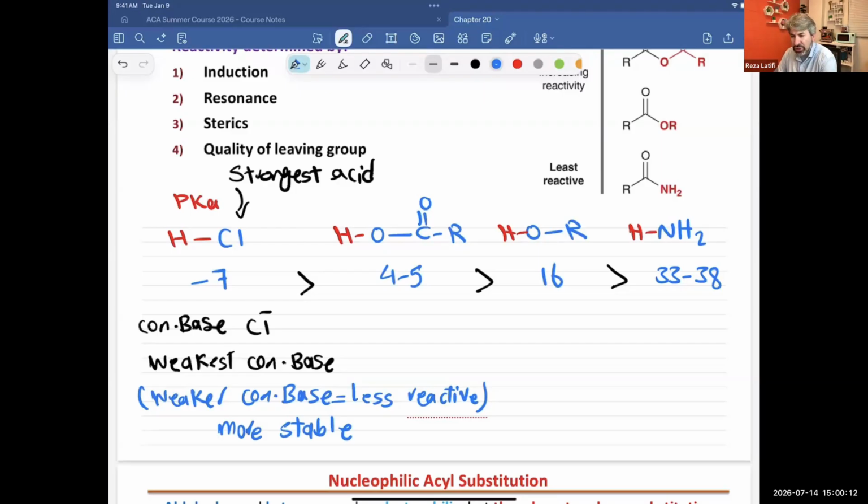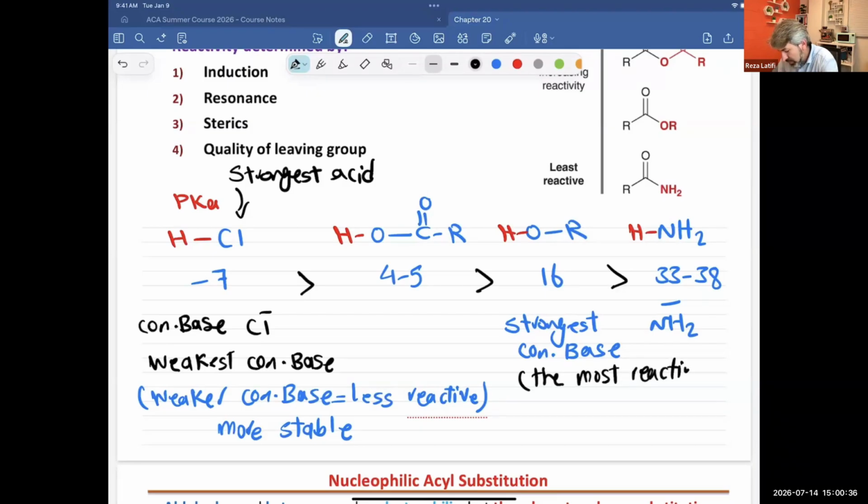Well, in the case of NH2, it's coming from NH3, and the conjugate base will be NH2 minus. This is going to be the strongest conjugate base. It will be the most reactive, which is equal to the least stable conjugate base.